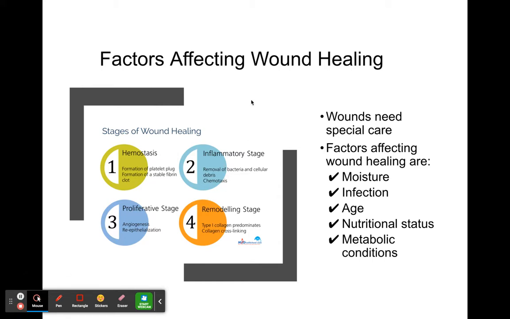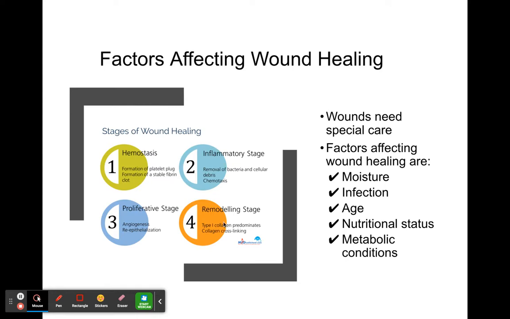And then this last slide talks about two things: factors affecting wound healing, which is here on the right. Factors that affect wound healing are moisture, infection from things like bacteria, your age, your nutritional status, and the metabolic conditions. Nutritional status means you eat a full meal with the needed amount of nutrients so that your body can repair itself if it needs those nutrients.